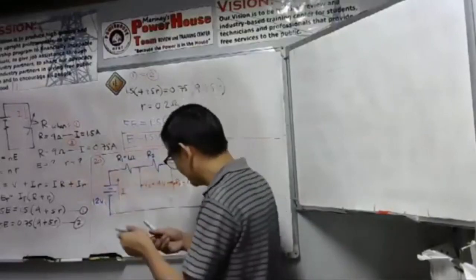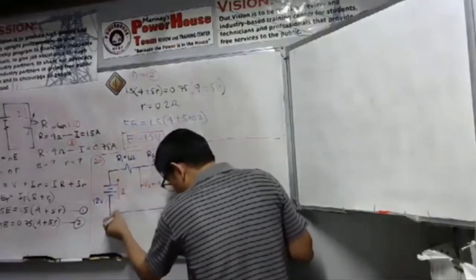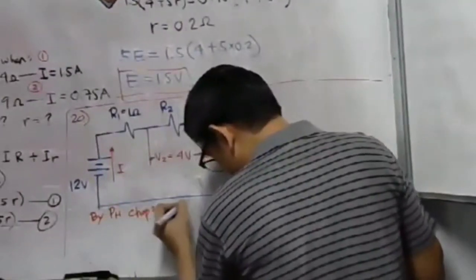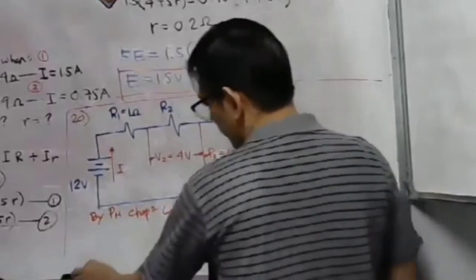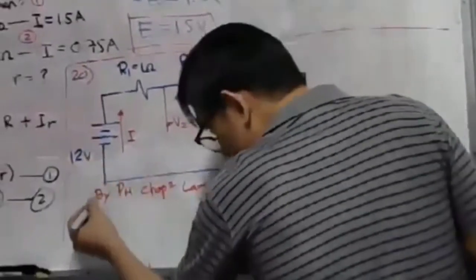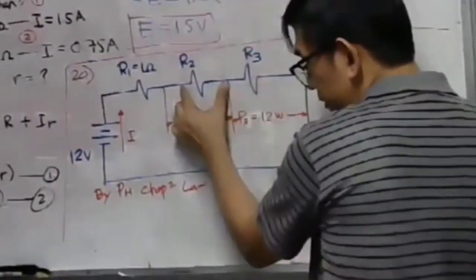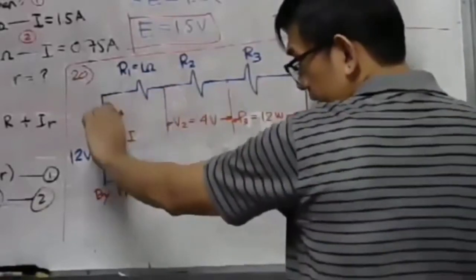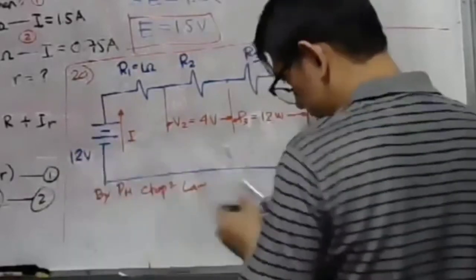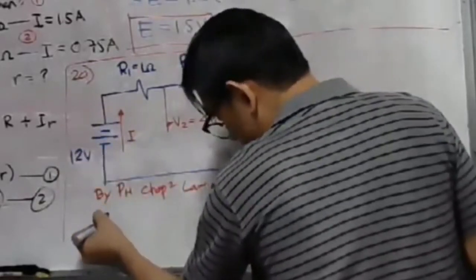Okay, so by the powerhouse chop-chop law, take a look. What will be our working equation? We have 12. Okay? The voltage here plus voltage here plus voltage here is equal to the voltage here, right? The 12 volts, take a look. What will be our working equation? We have 12.